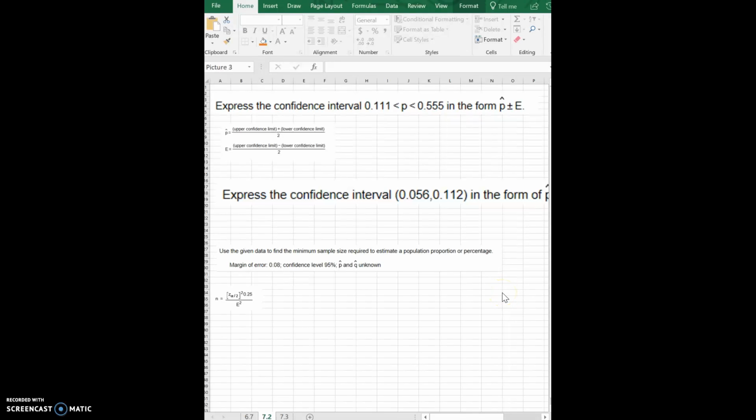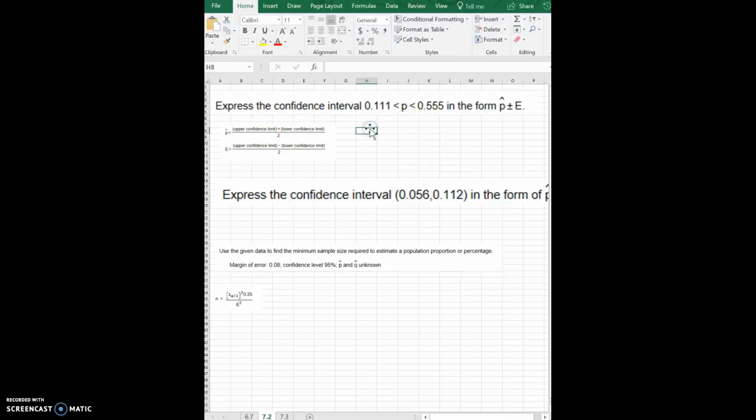Alright, so moving into 7.2, this is working with confidence intervals and finding the different kinds of confidence intervals, giving different sets of information. So for the first one, looking here, express the confidence interval of 0.111 < p < 0.555 in the form of p hat plus or minus e. So basically, I gave you what these formulas are.